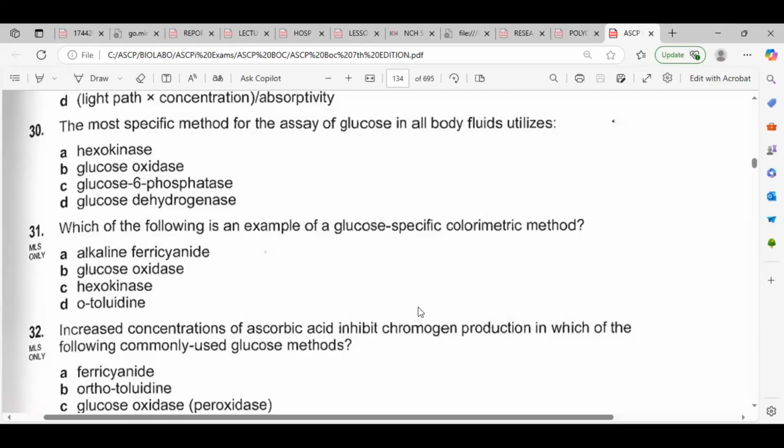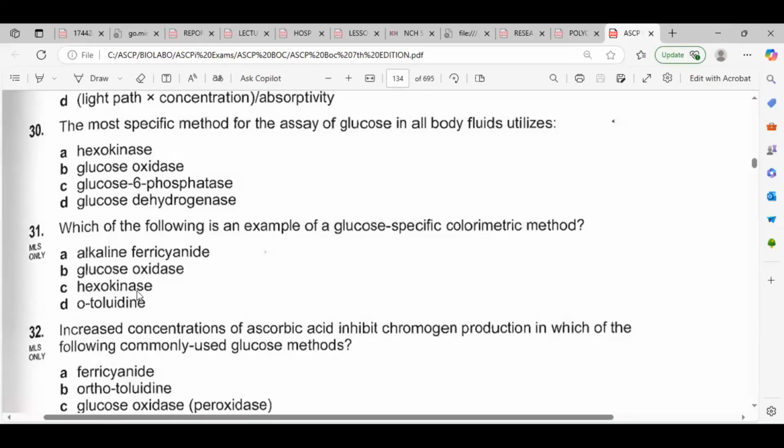Now, why is it that ferricyanide is not specific? Ferricyanide can be used also for other tests, for other reducing sugars, even toluidine blue. It can also be used for other sugars, for example, like mannose. Some of the sugars like that can also be tested by toluidine. But the two tests are really specific for glucose oxidase and hexokinase.